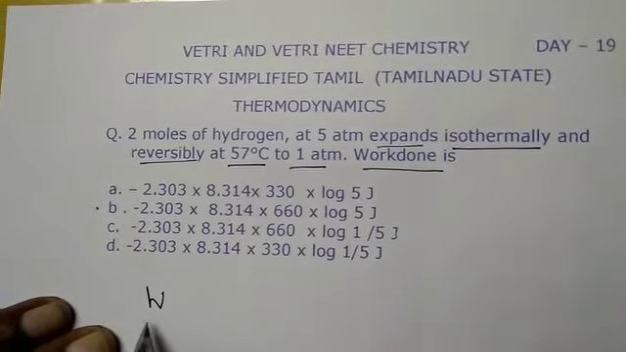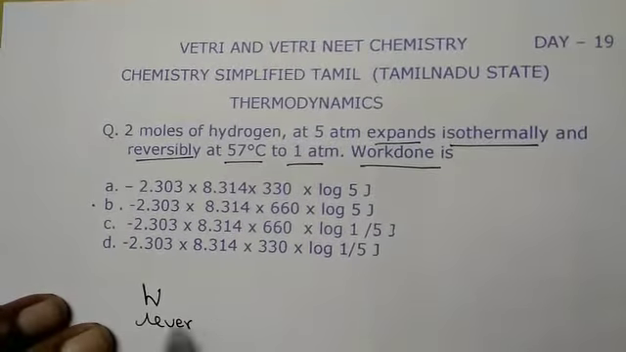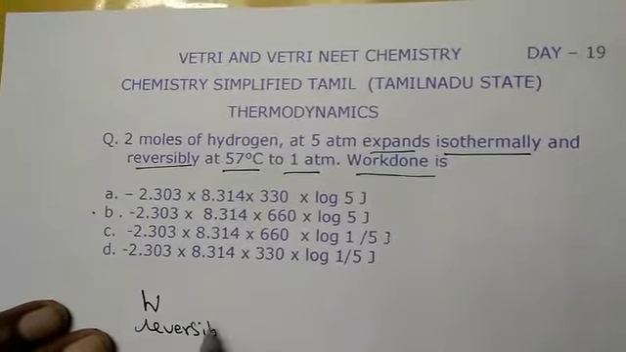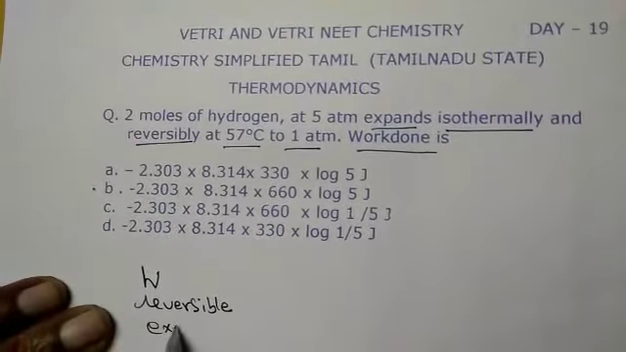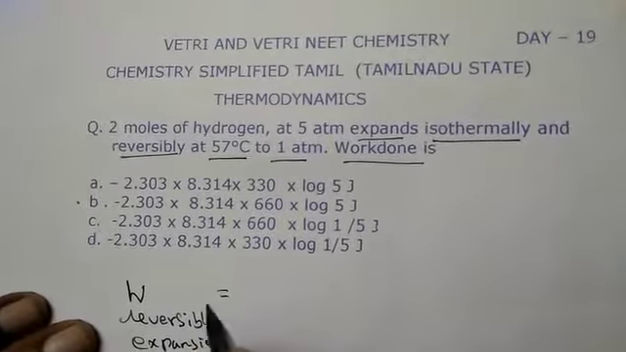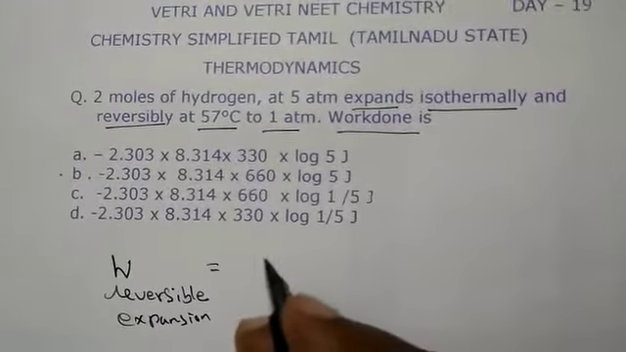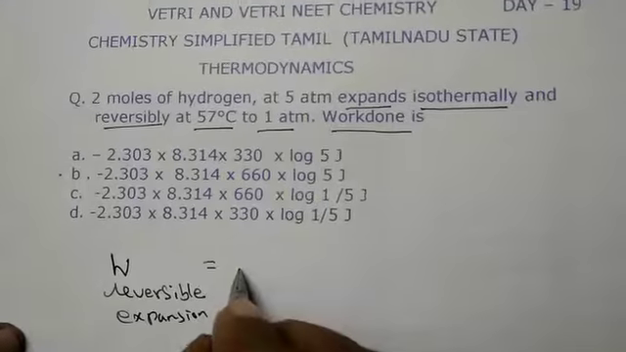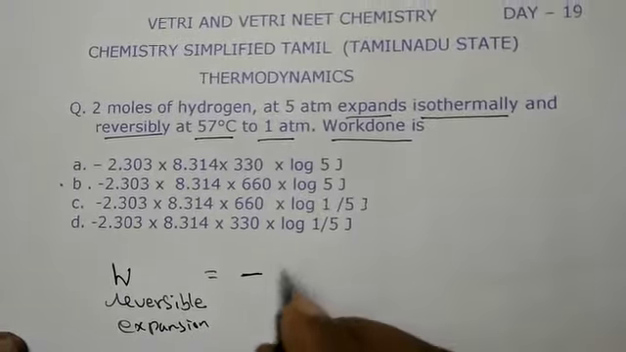So these are the things we have to consider. It is reversible, this is point number 1, and it is expansion. So for this one, work is done by the system. Since work is done by the system, I put a minus sign here.